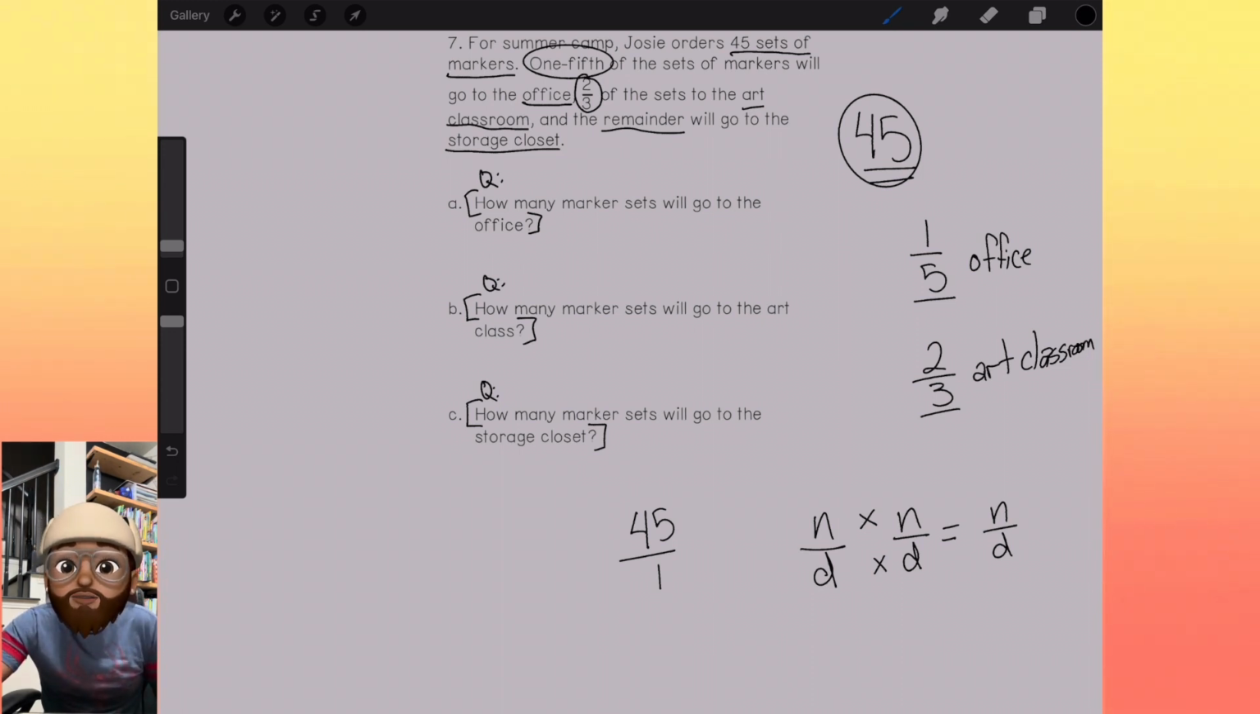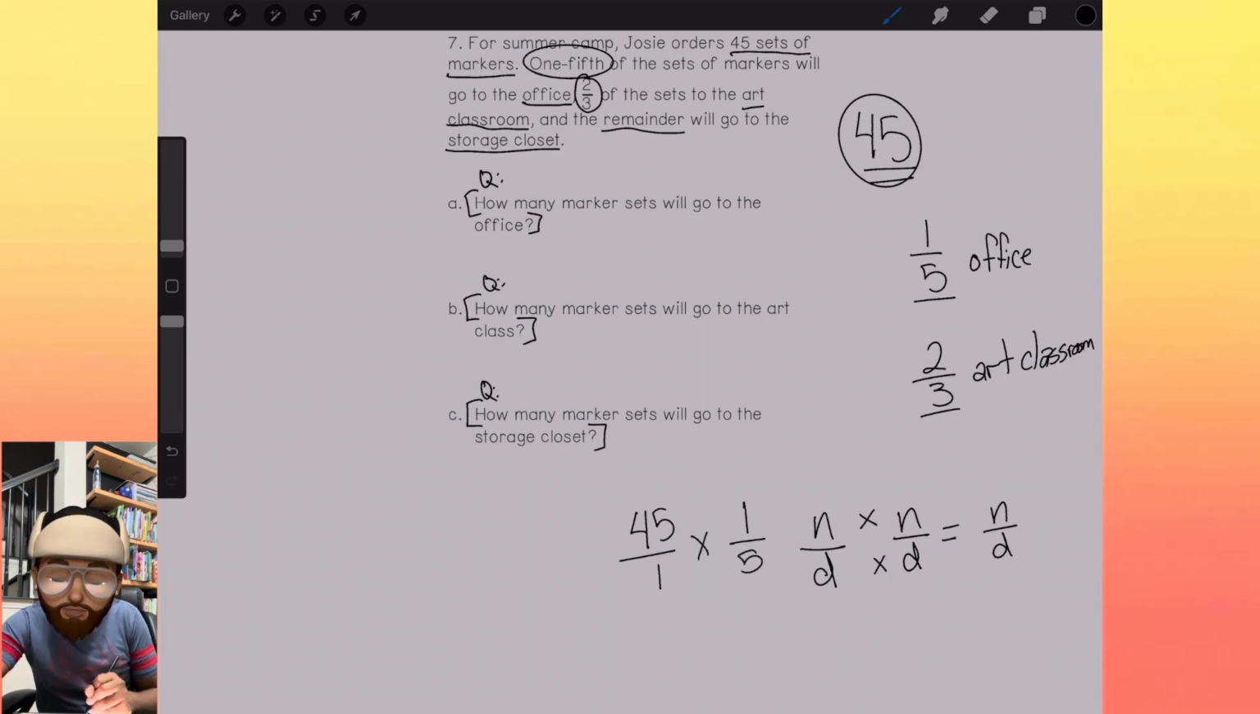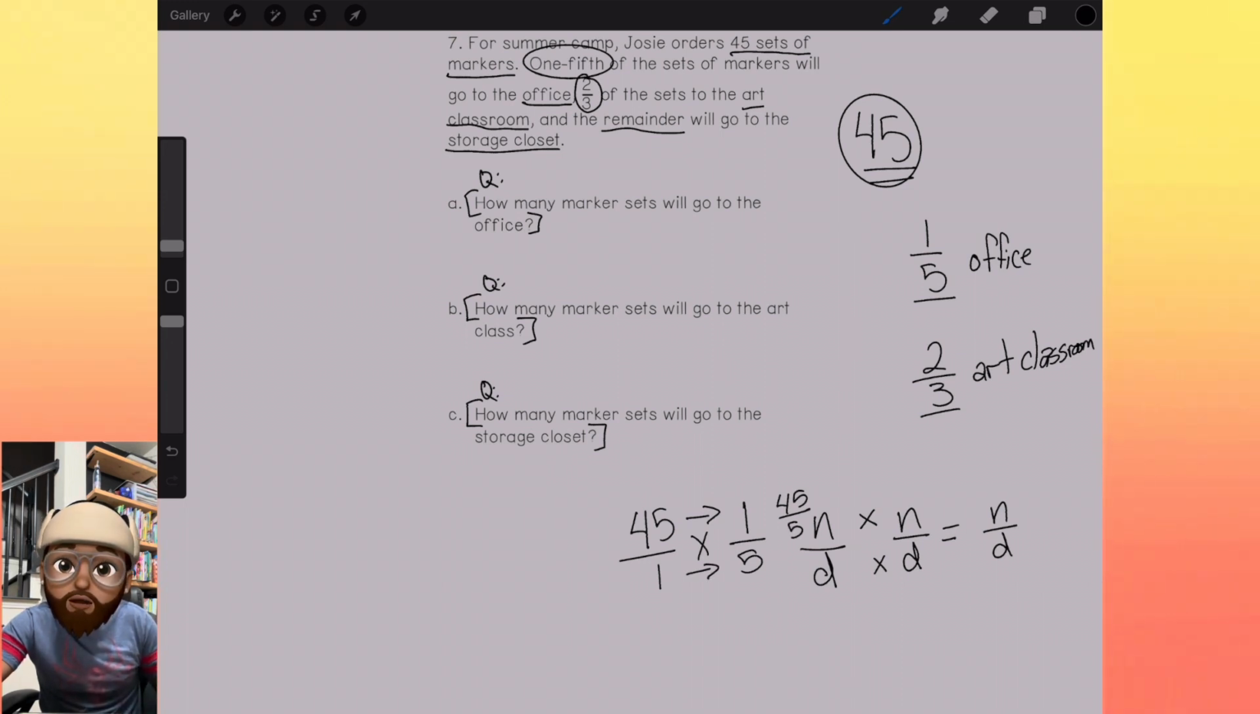So now that we have 45 over 1, we can go ahead and multiply it times our first fraction, which is 1/5. So let's put 1/5 beside it. And let's multiply straight across. 45 times 1 would be 45. 1 times 5 would be 5. Therefore, we have 45 over 5.